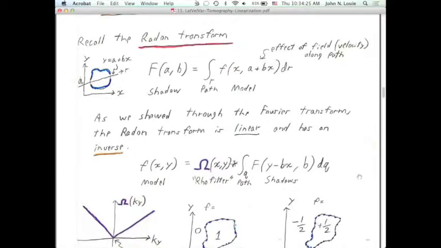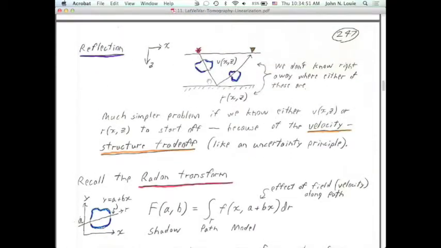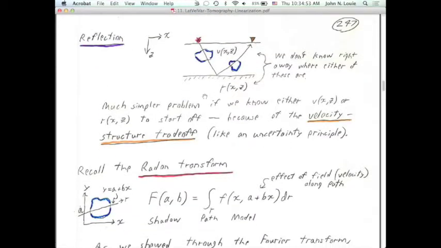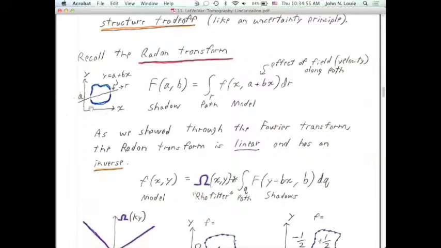OK. So let's recall the Radon transform. Really just a generalized expression of the slant stack, written here as a continuous integral rather than as a summation. And so we have some 2D field. Maybe it's x and z, for our reflection tomography example.